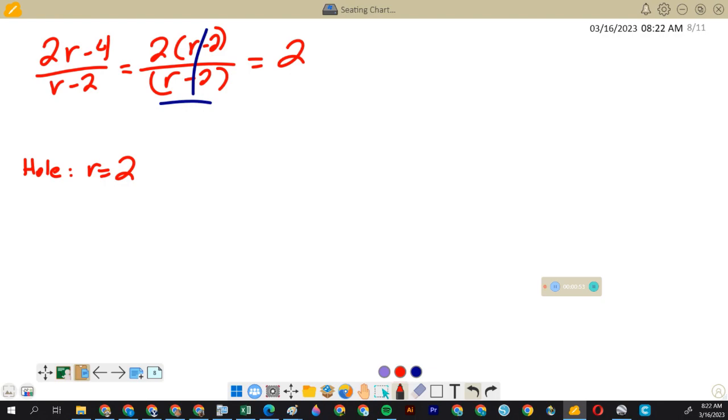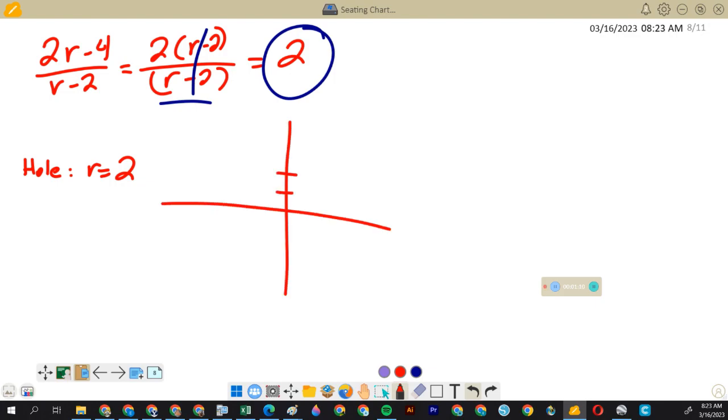Okay? So how do I graph this? Well, what does the graph look like? This graph is just the line y equals 2. Right? It simplifies down to y equals 2. So if I go up to y equals 2 and I draw a graph, there is a hole at 2.